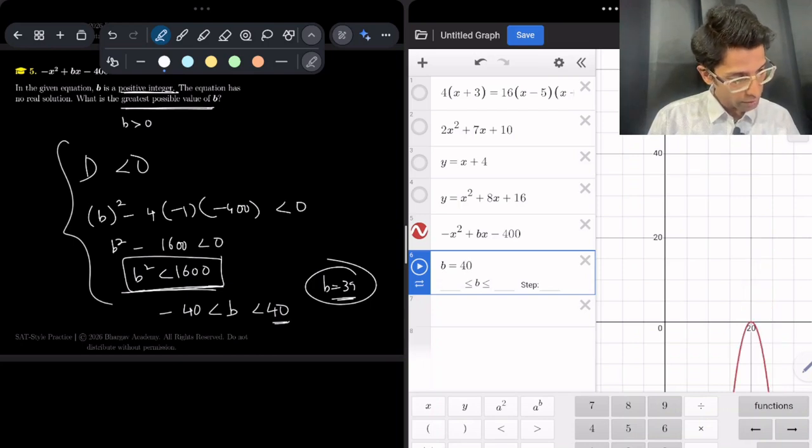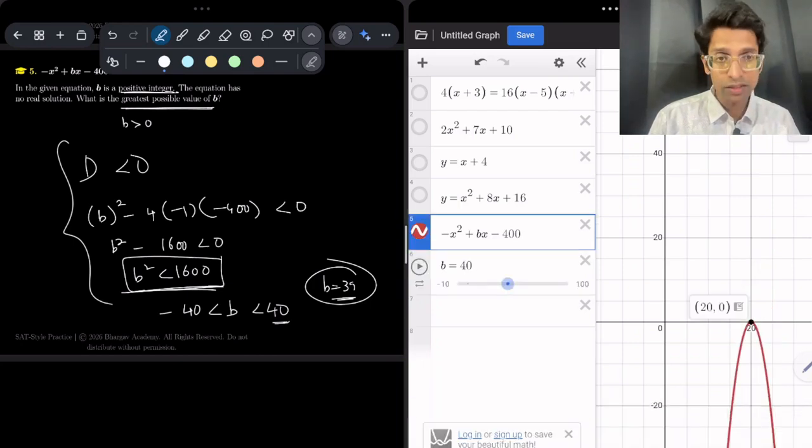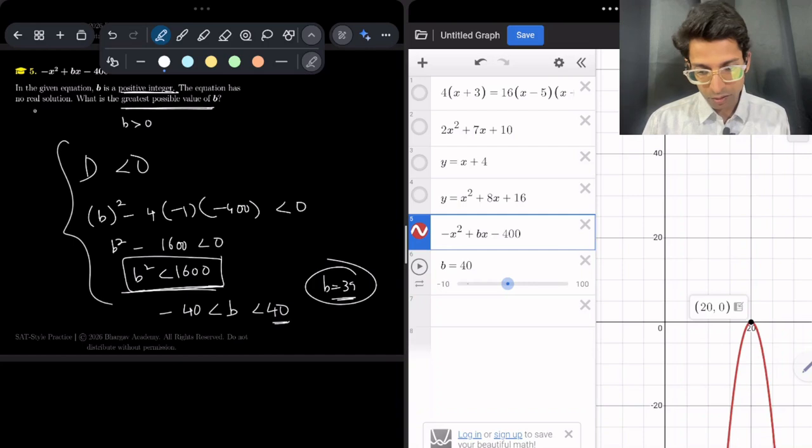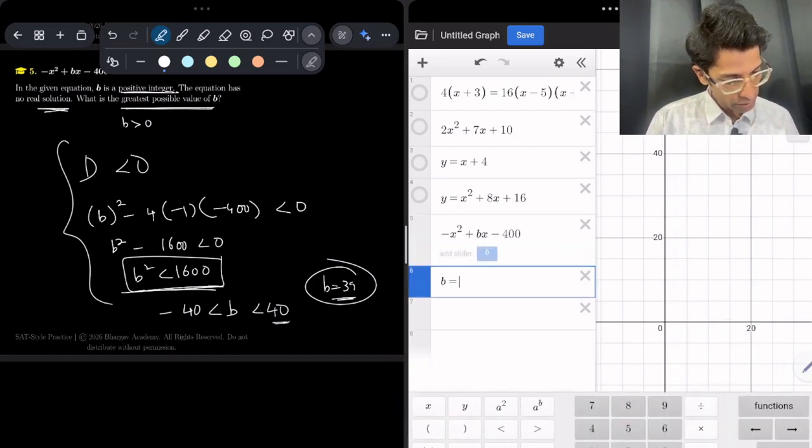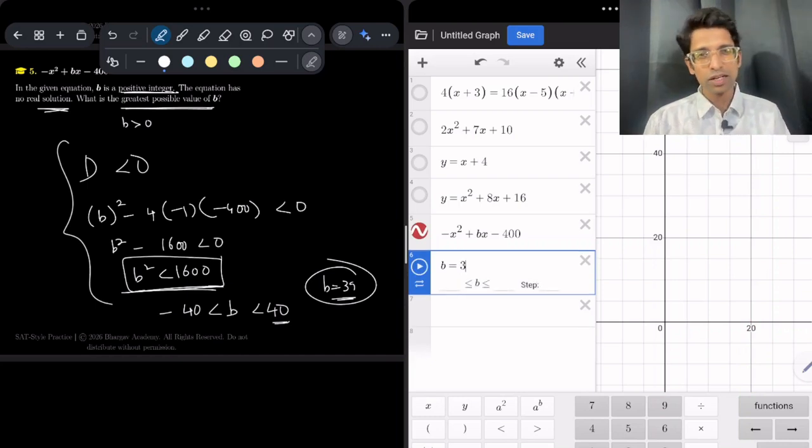40 has exactly one solution. It is touching the x-axis. So again, no solution is the question here. So 40 is also not allowed. Go a little bit backwards. 39 is allowed. Now I wouldn't suggest doing this problem with Desmos because it's consuming a lot of time during my exam. So I want to do this in the algebraic way. Let's go to the next problem.